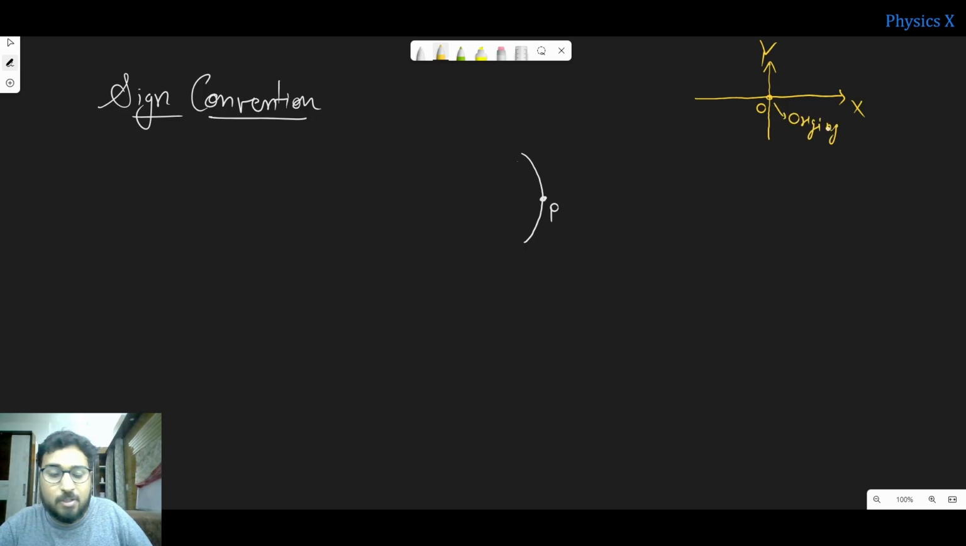This is your origin point. From the origin to this side is always positive. This side is positive. So in the first quadrant, all quantities are positive. Here the x-axis is negative and y is positive. Here x is again negative and y is also negative. So in this third quadrant, both are negative.